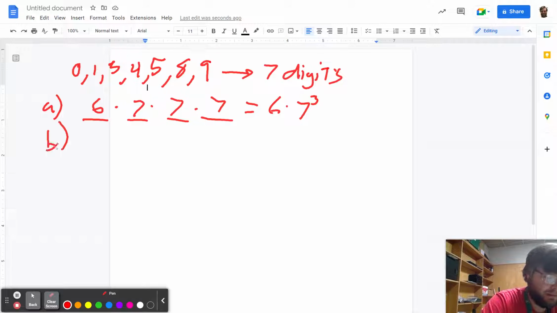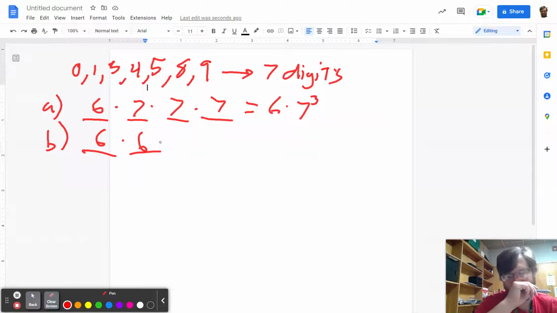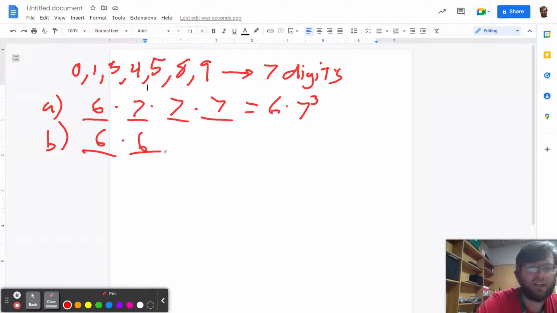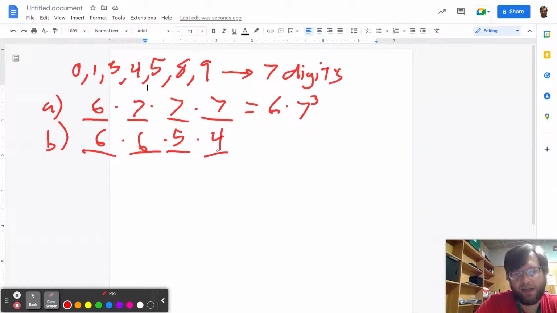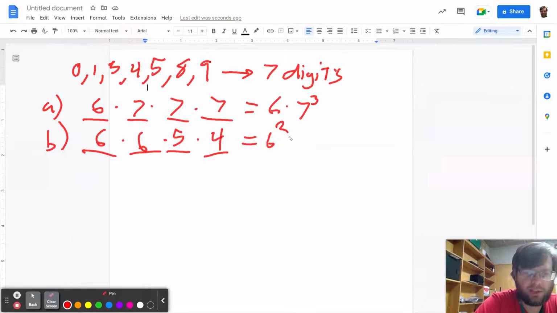Part B, how many of the numbers have no repeated digits? So you still have six options for the first one, but then you only have six remaining for the second one. It could be zero, or it could be any of the five that you didn't use in the first digit. And then it's times five times four, like that. So you could write it out that way. There's ways to write it out with combinations too, if you wanted to get cute with it. But you could just leave your answer as 6 squared times 5 times 4. I'm fine with that.